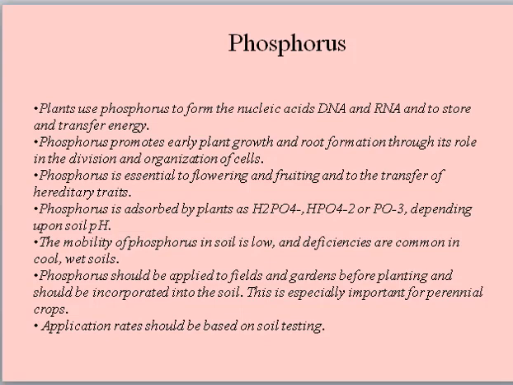Phosphorus is essential to flowering and fruiting and to the transfer of hereditary traits. Phosphorus is absorbed by plants depending upon soil pH. The mobility of phosphorus in soil is low, and deficiencies are common in wet soil. Phosphorus should be applied to fields and gardens before planting and should be incorporated into the soil. This is especially important for perennial crops. Application rates should be based on soil testing.